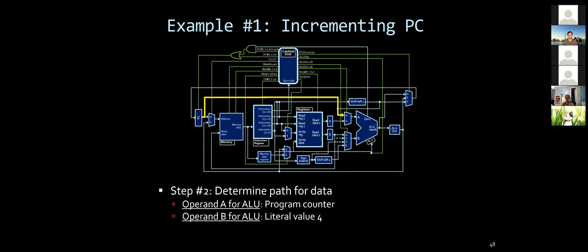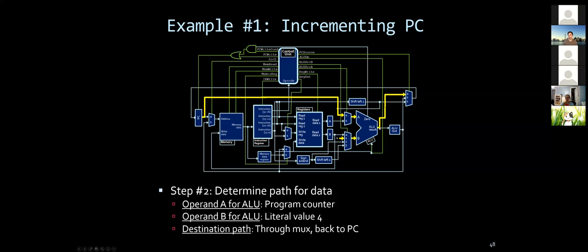So operand A is PC. The second operand is the constant 4, right? So I need to feed the constant 4 in here, right? So this is a literal value 4. So that through the muxes that we need to properly orchestrate has to go into the ALU unit. The ALU unit is going to give us PC plus 4, and then it has a mux, right?